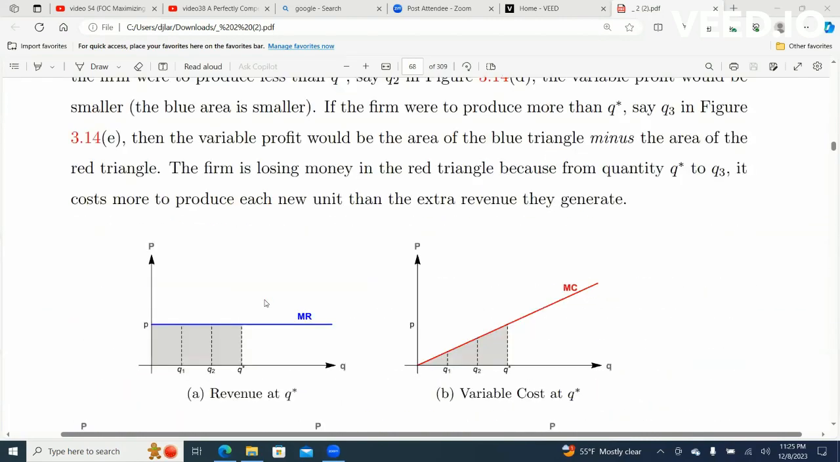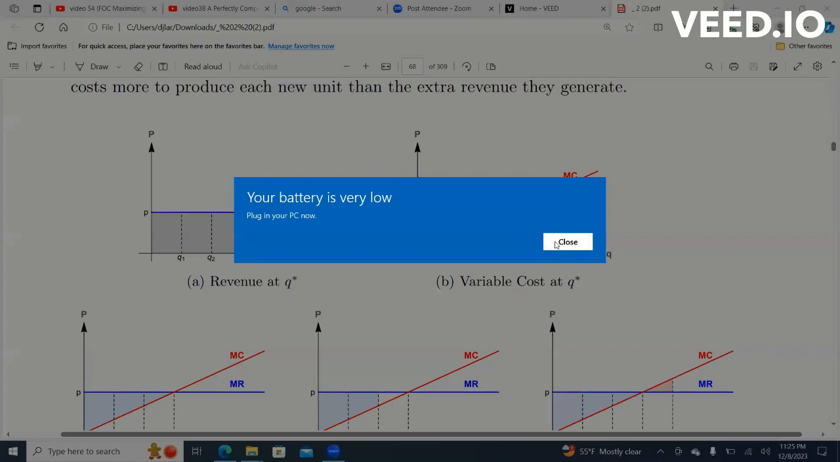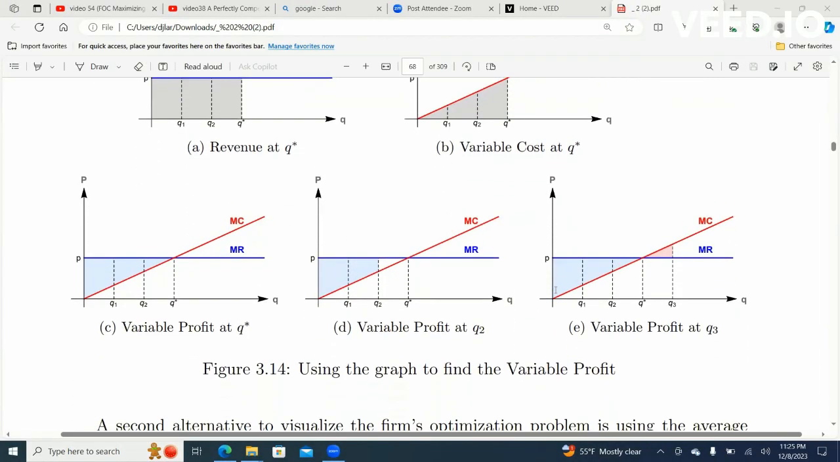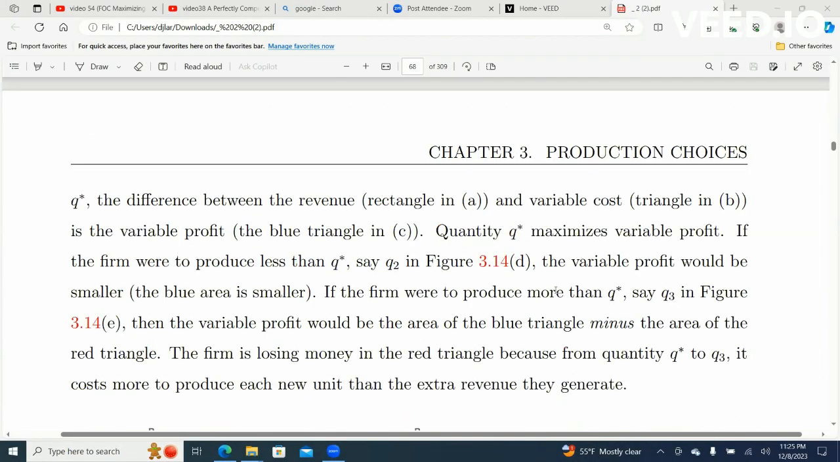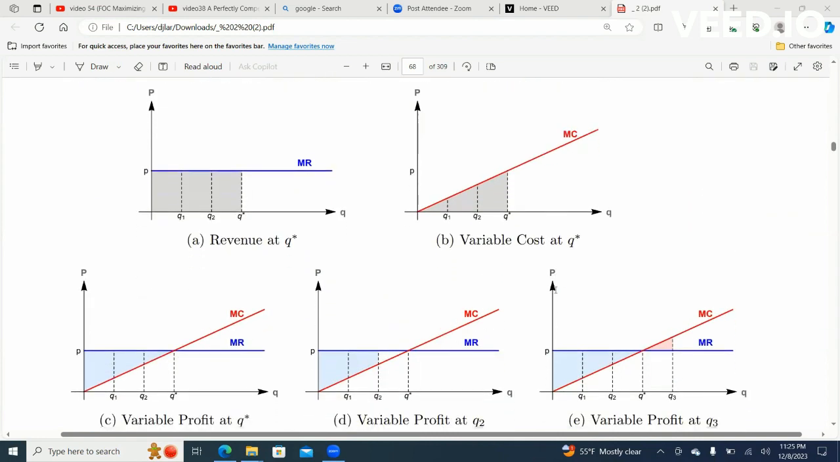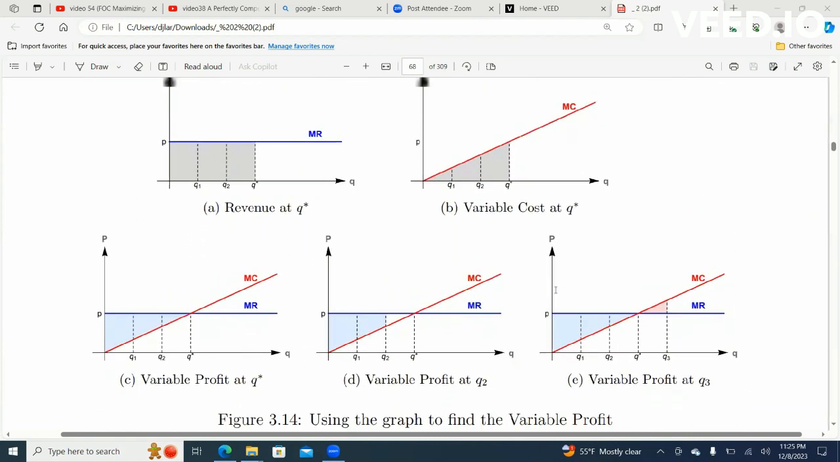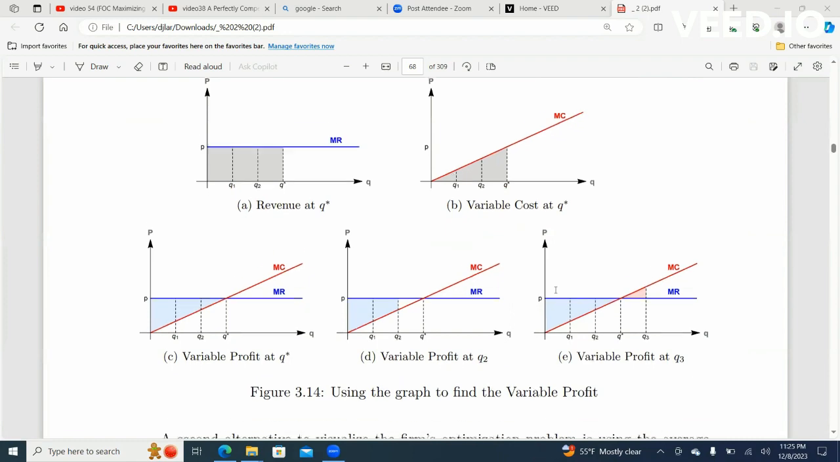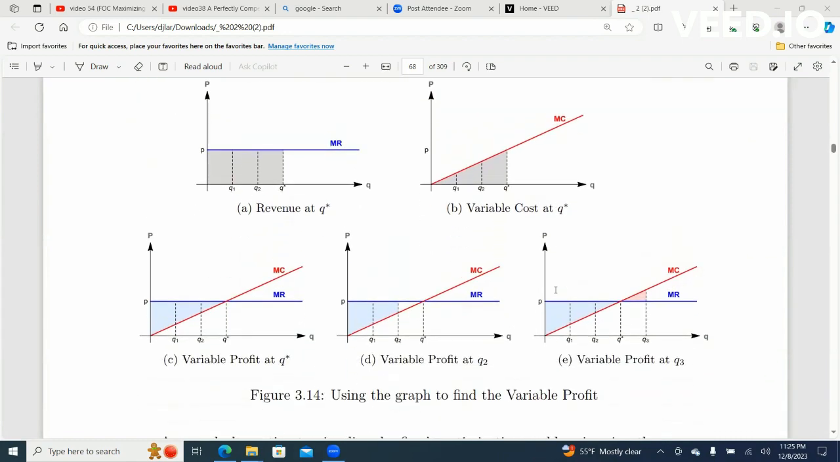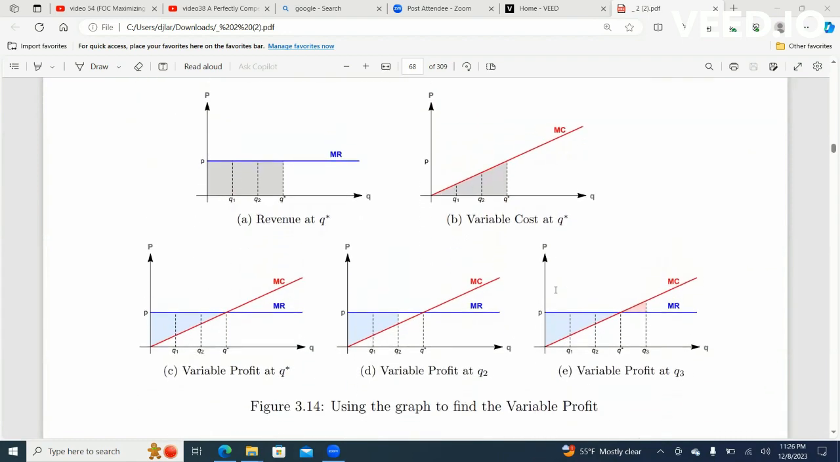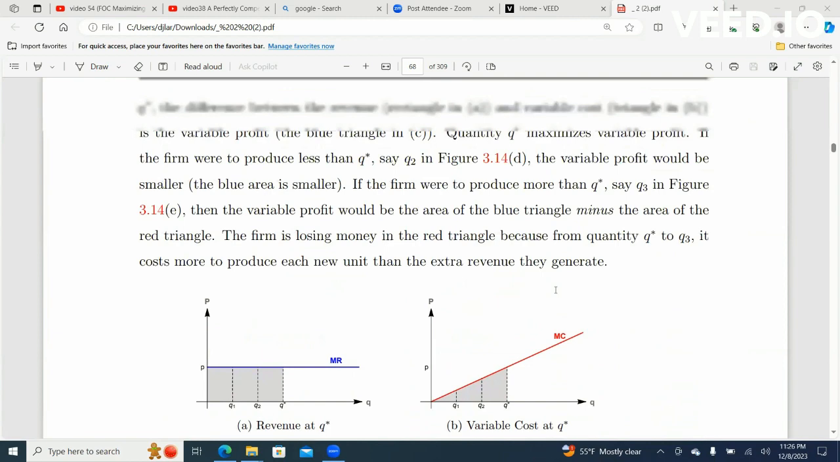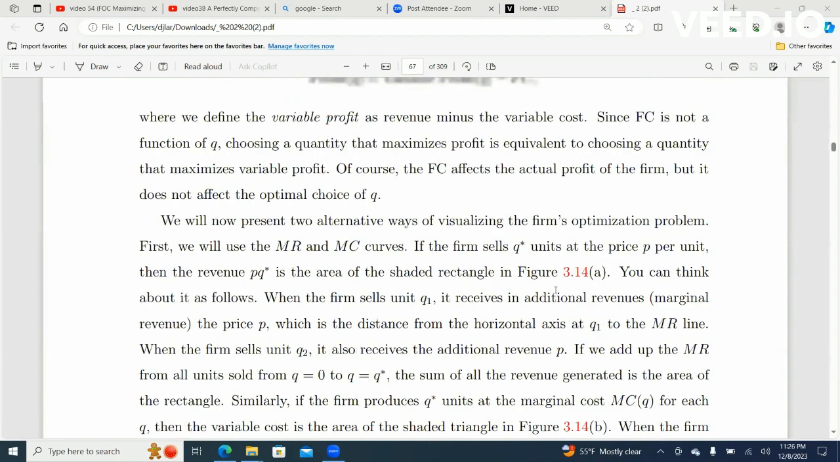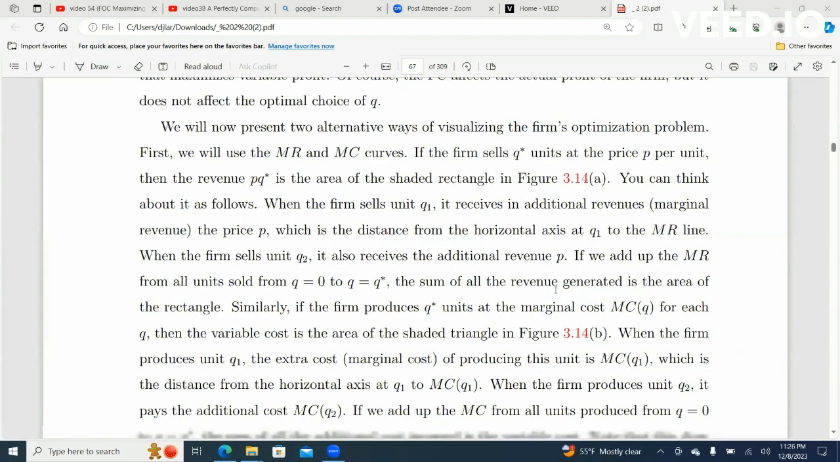3.14b. Okay, so we're doing all this 3.14 down here. It's very hard to take all this stuff in. What are these graphs basically? Using the graph to find the variable profit. Okay, so they have A, they have B, they have C, they have D. We just have to reference that over and over.